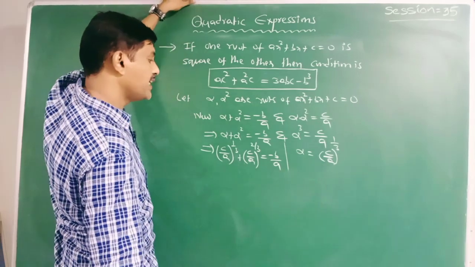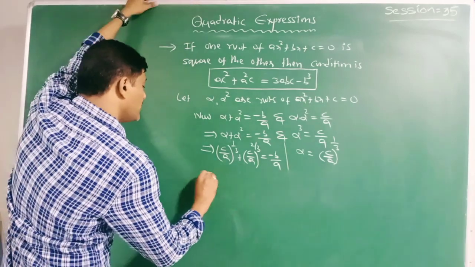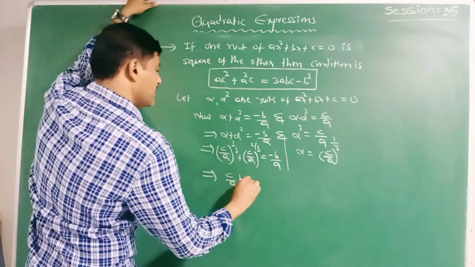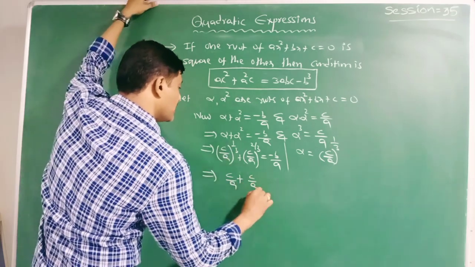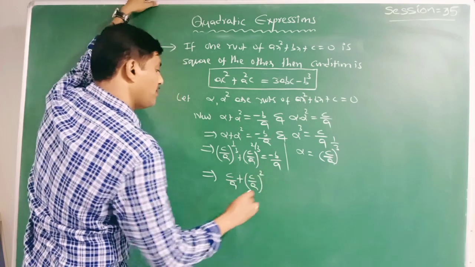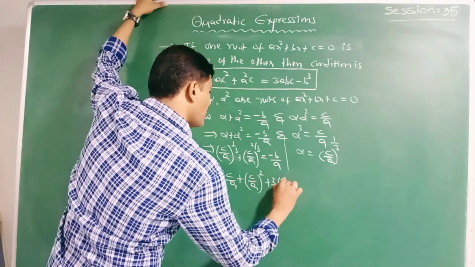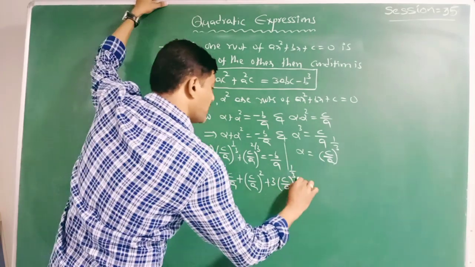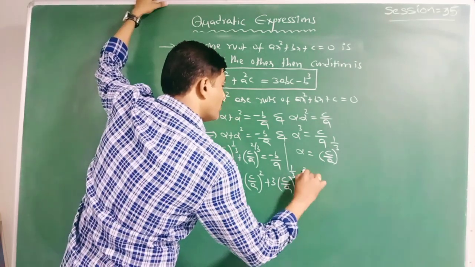Yes, now cubing on both sides. As a cube means c by a, here b cube means (c by a) whole square, plus 3 times (c by a) whole power 1 by 3 into (c by a) whole power 2 by 3.